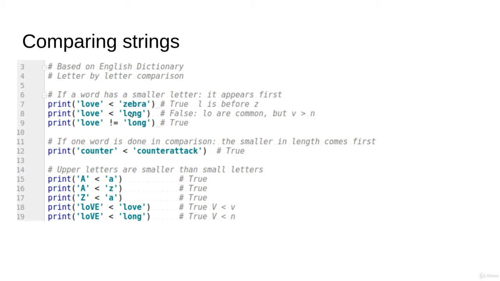But now we have the V and the N. The V is greater than N in the dictionary, so this makes it a wrong expression. Love not equal long is definitely true.